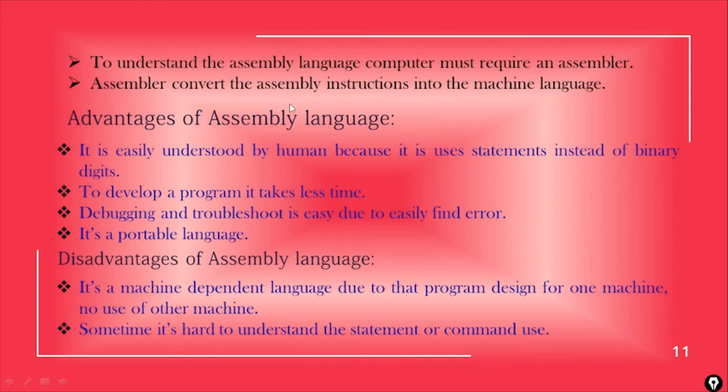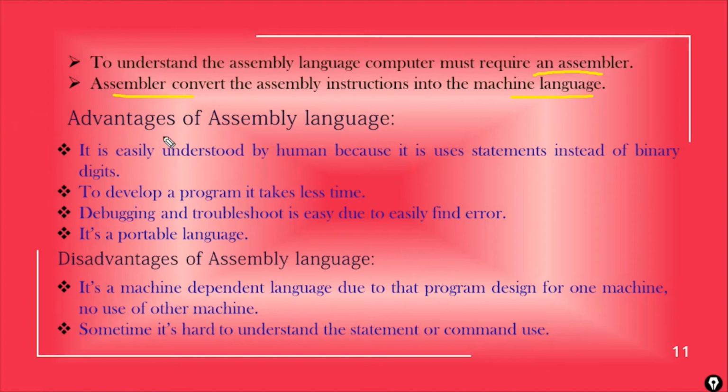To understand the assembly level language, the computer must require an assembler. That means the programs written in the assembly level language cannot be understood by the machine. So we require an assembler to convert that into the machine understandable language, that is the machine language. That means the assembler converts the assembly instructions into the machine level language.